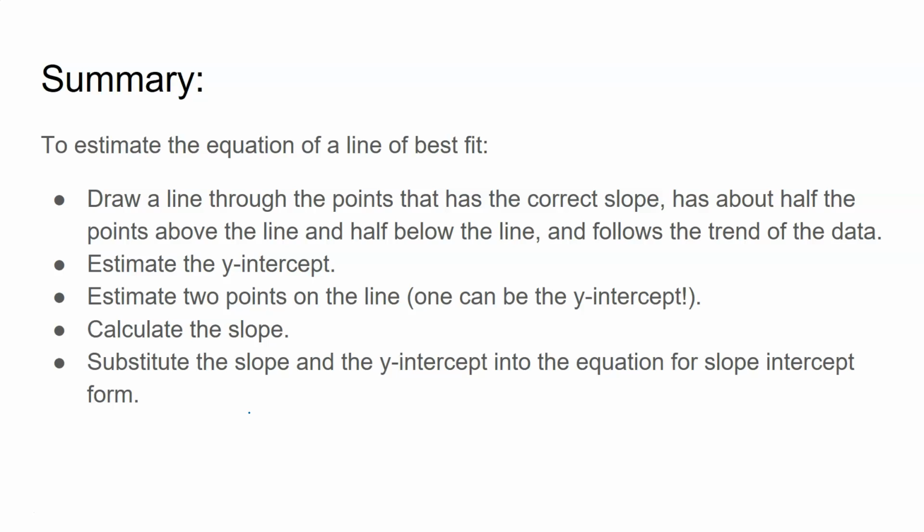To estimate the equation of a line of best fit, here is a summary for you to put in your notes. Draw a line through the points that has the correct slope that matches with your correlation, has about half the points above and below the line, and follows the trend of the data. Estimate your y-intercept. Estimate 2 points on the line. One can be the y-intercept. Use those points to calculate the slope, and substitute the slope and the y-intercept into the equation for slope-intercept form.